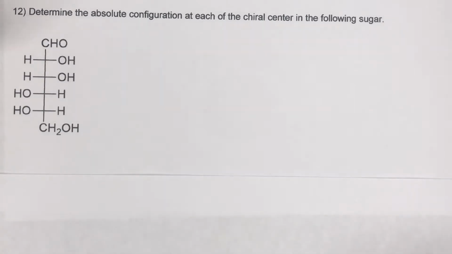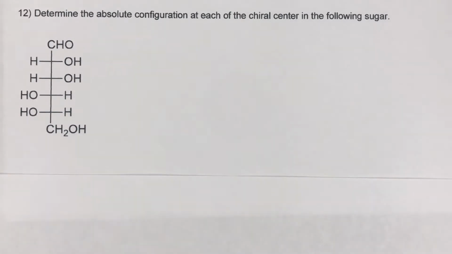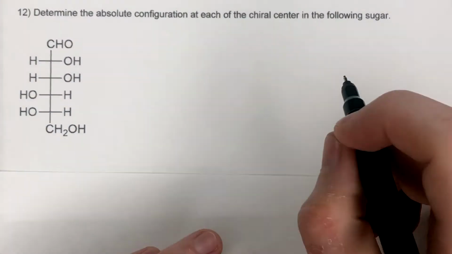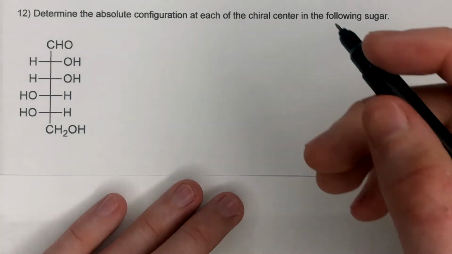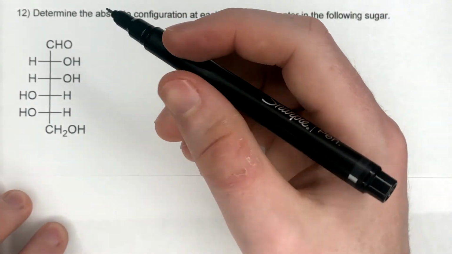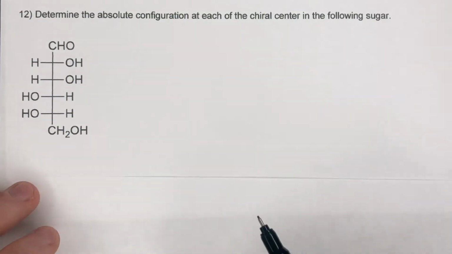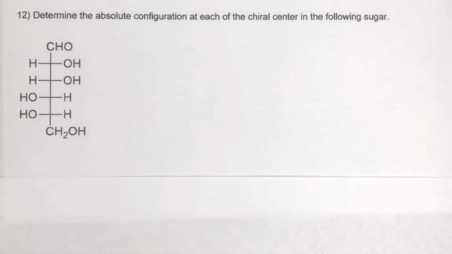Here we are asked to determine the absolute configuration at each chiral center in the following sugar. Okay, so a couple things that we should focus on. One, this is not symmetric because the symmetry is broken at the two terminus positions. So because of that, this is completely chiral. Each of the possible centers are chiral, so there's 4 options that we have to address.